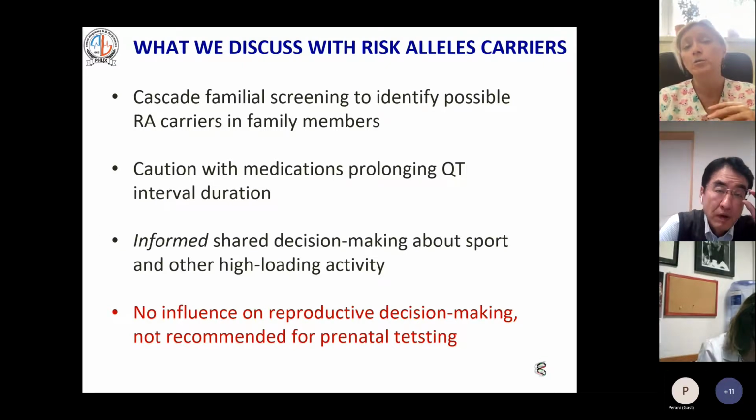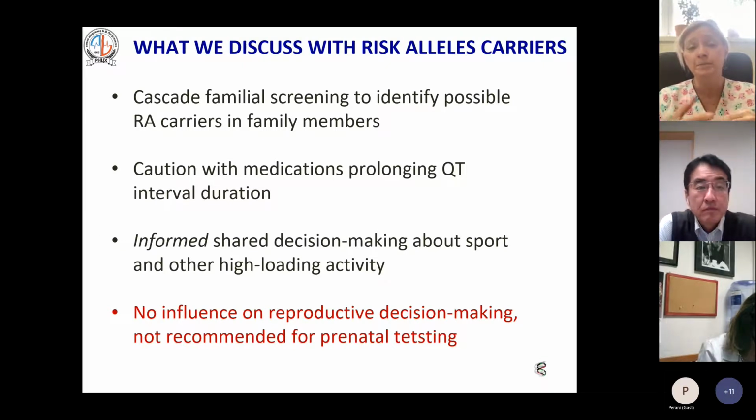And now, to conclude all these observations, I would like to share what we do with patients when we find such alleles. We do perform cascade familial screening to identify possible risk allele carriers in family members. And of course, we recommend great caution with medication prolonging QT interval duration.